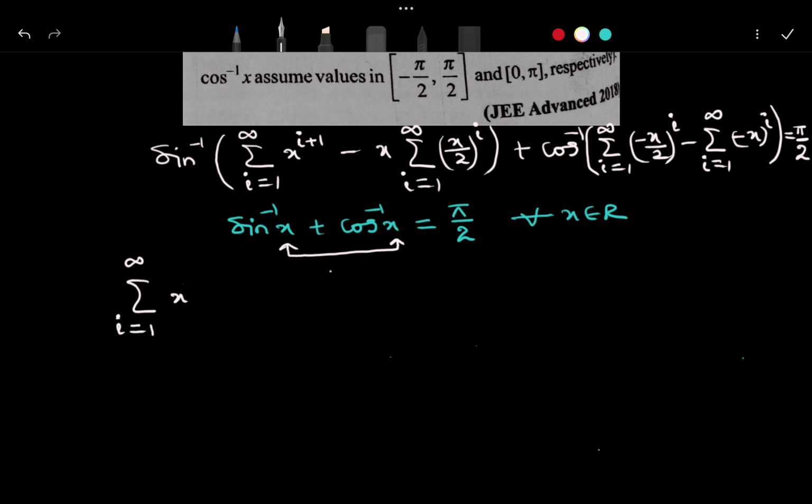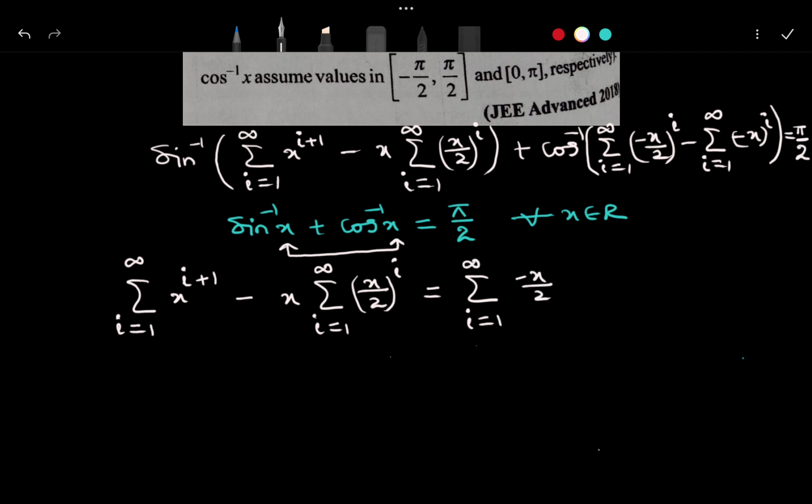of x to the power of i plus 1, minus x into sigma i equals 1 to infinity of (x by 2) whole to the power of i, is equal to, here the input value on the right side, sigma i equals 1 to infinity of (minus x by 2) whole to the power of i, minus sigma i equals 1 to infinity of (minus x) whole to the power of i. So this is the value from the given condition.